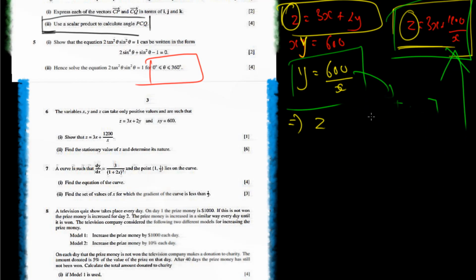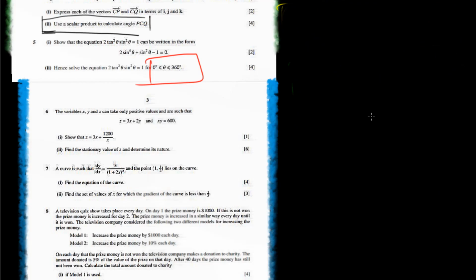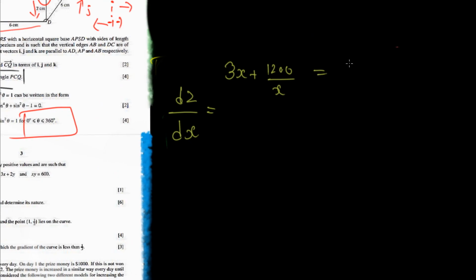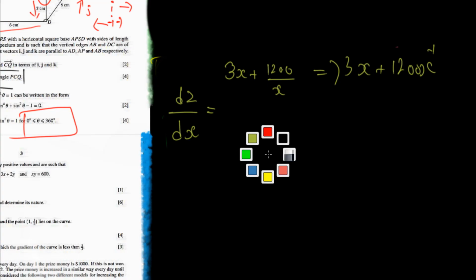Moving on to next, we find the stationary values of z and determine its nature. So you have to find the stationary values of z. First thing, to find the stationary value, you have to take the derivative of z. In this case, it would be dz by dx. Rewrite the equation over here: 3x plus 1200 by x. By the way, I can rewrite it as 3x plus 1200 x power minus 1. I'm doing this by using laws of indices, so make sure you are well versed with your laws of indices.